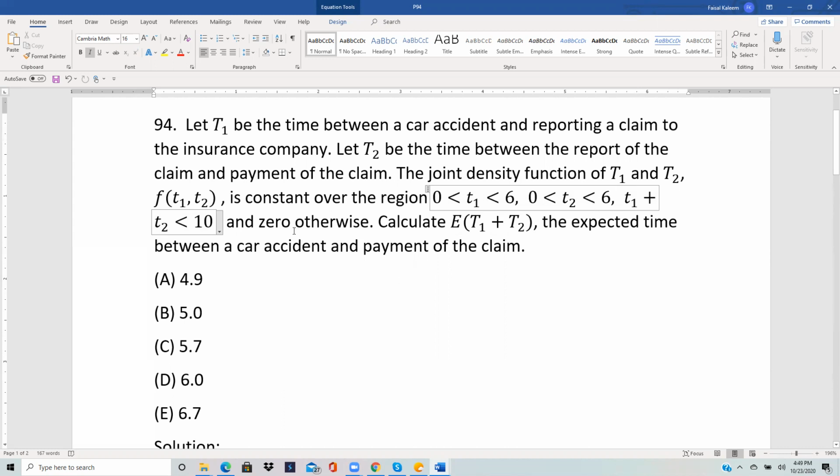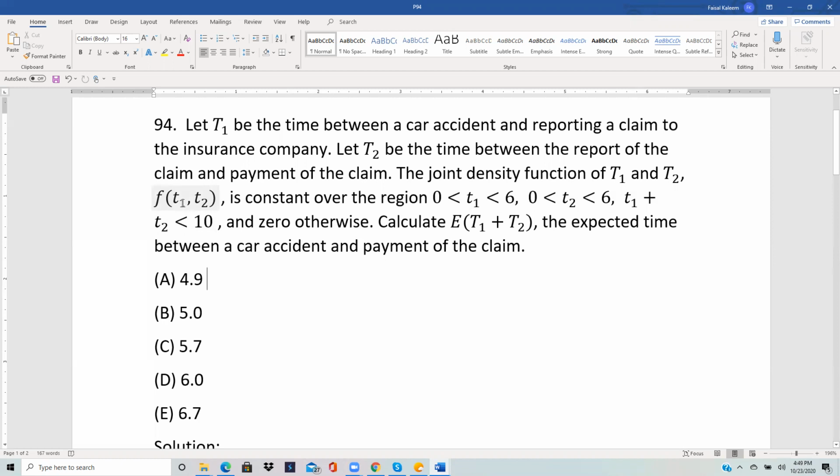And 0 otherwise. Calculate E[T1 plus T2], the expected time between a car accident and the payment of the claim. So both T1 and T2 are times. We're not told what the individual distributions are, but we don't need that. We just need the joint distribution. And they say the joint distribution is constant.